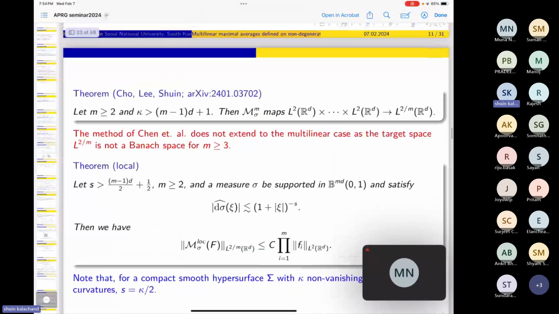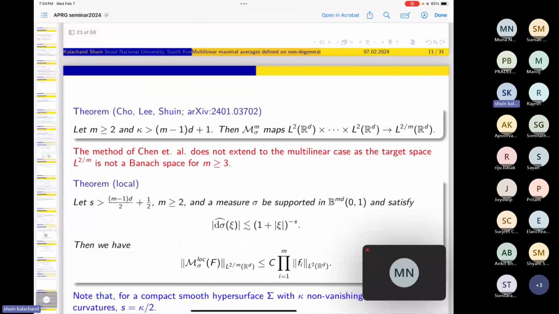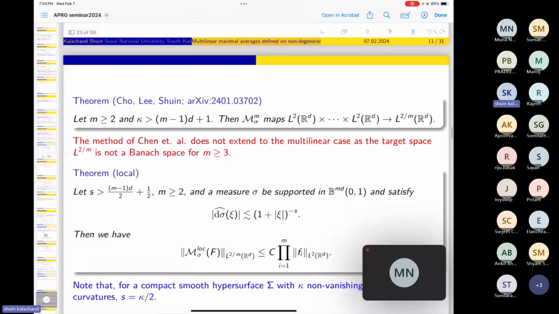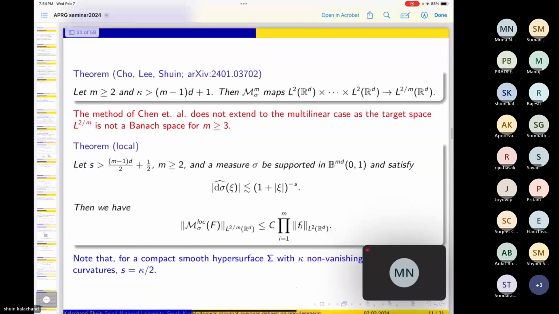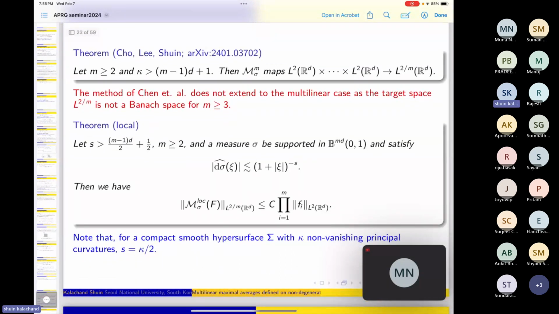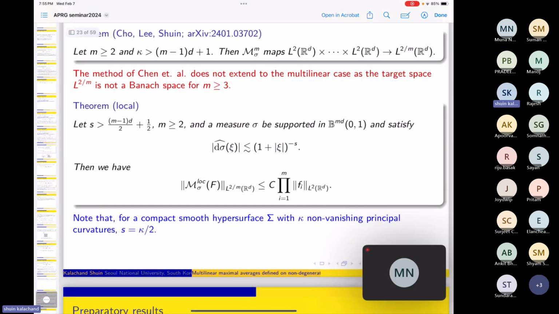Okay, so in order to prove this estimate, we first prove it for the local maximal function. This is our theorem for the local maximal function. Let s be strictly bigger than (m minus 1) times d over 2 plus a half, with m greater than or equal to 2, and let sigma be supported in a unit ball and satisfy the decay property that sigma hat has decay of order s. Then the local maximal function satisfies this estimate.